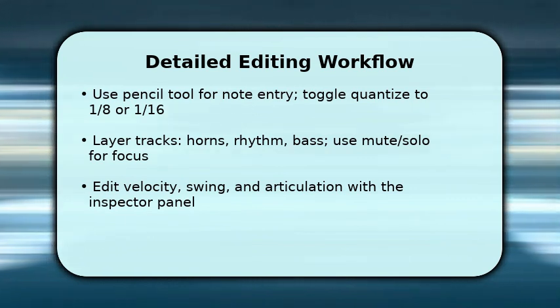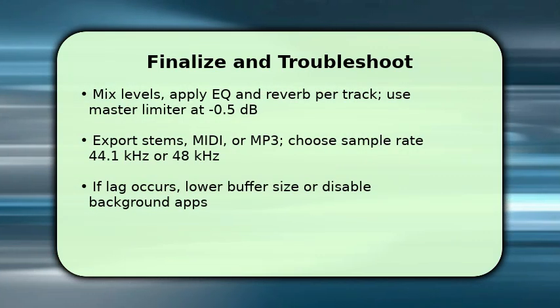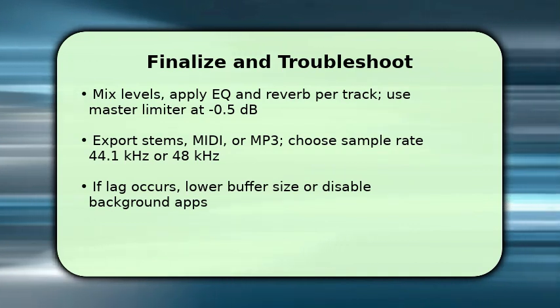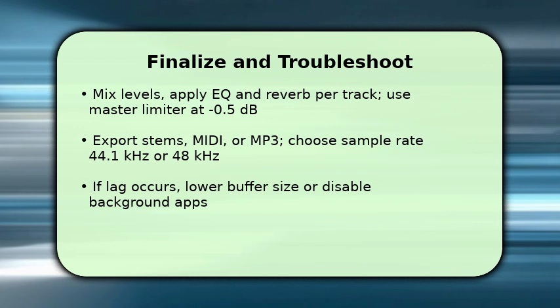Balance mix levels, add EQ and reverb to taste, and place a master limiter set around -0.5 dB to avoid clipping. When satisfied, export stems, MIDI, or MP3, choosing 44.1 kHz or 48 kHz depending on delivery.